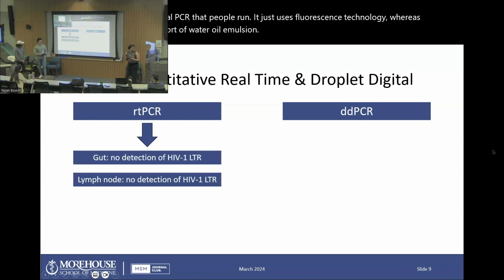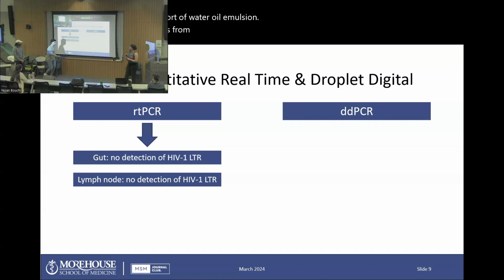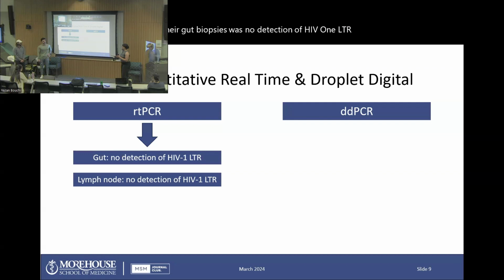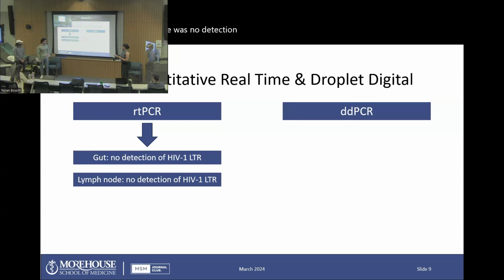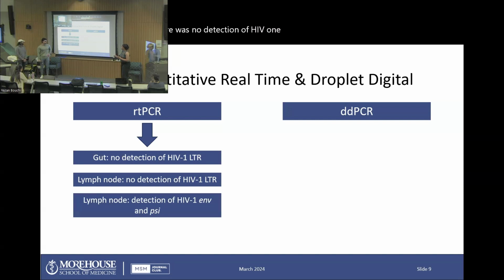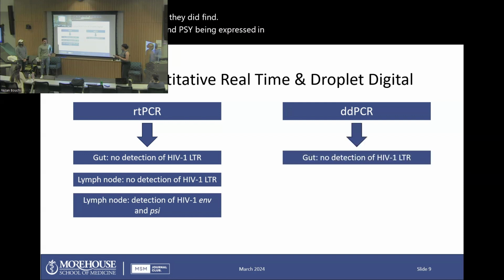So these are the findings from the RT-PCRs that they ran. What they found in their gut biopsies was no detection of HIV-1 LTR, or long tandem repeats. In the lymph nodes, there was no detection of HIV-1 LTR, but they did find HIV-1 envelope and psi being expressed in the cells.